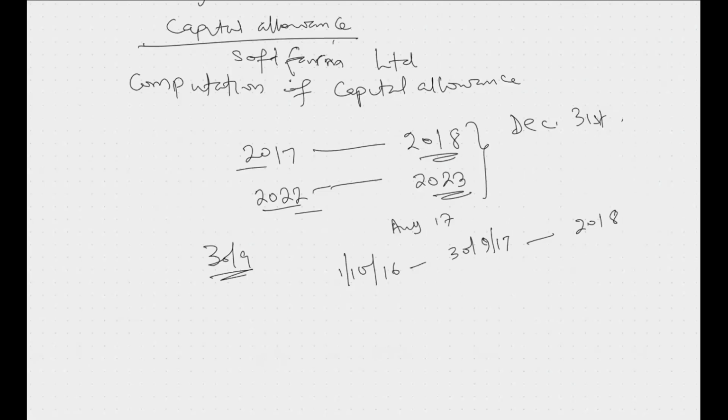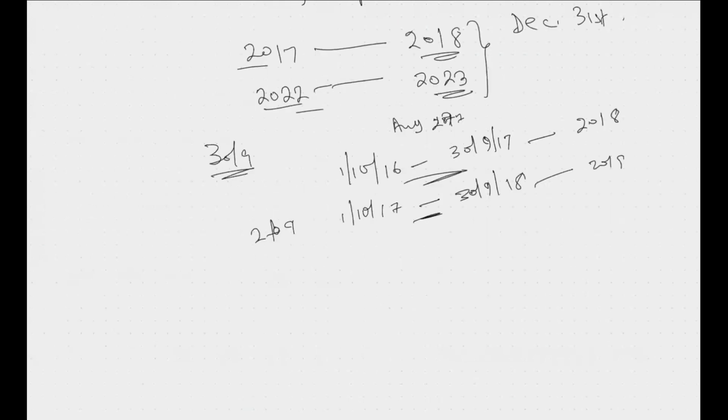Within the year, look at the one that was acquired January 1st. I will now write 1/10/2017 to 30/9/2018. That will be 2019, right? Look at the one that was acquired February 14. It will fall under 1/10/2020 to 30/9/2021. Which year would that be? 2022.